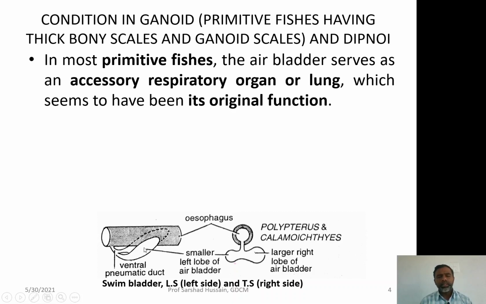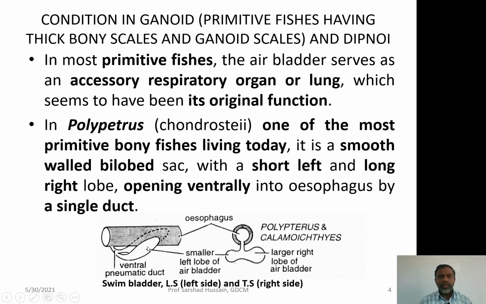So, the oxygen taken inside also helps in the respiration. So, it acts as an accessory respiratory organ. Now, if you look at Polypterus, this is an example of Polypterus. Here the swim bladders are two, they are bilobed. One lobe is larger, the right lobe, and the left lobe is smaller. Both of them are connected with the help of one duct, the pneumatic duct, to the ventral side of the esophagus.